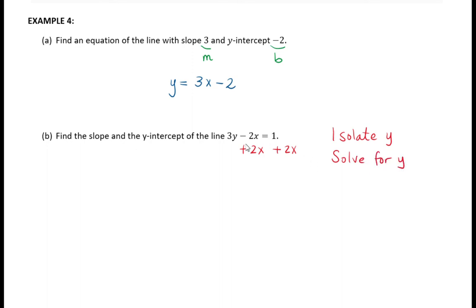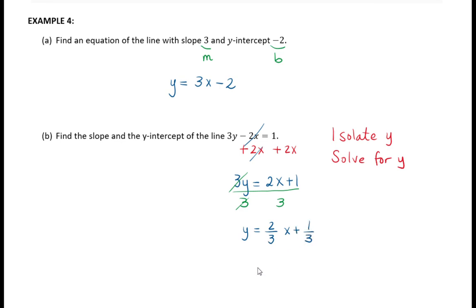They represent the same thing, so these two will cancel. So I got 3y equals 2x plus 1. And next, as you can see, I can divide both sides by 3 because I'm trying to isolate y. So I got the final form, which is y equals 2/3 x plus 1/3.